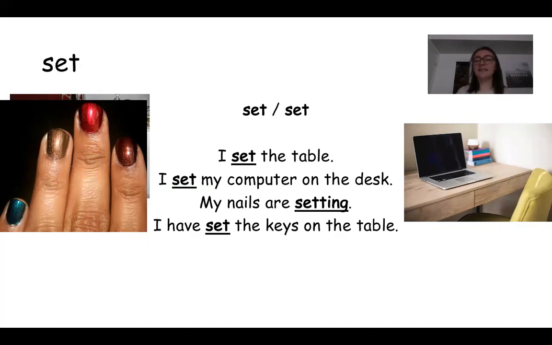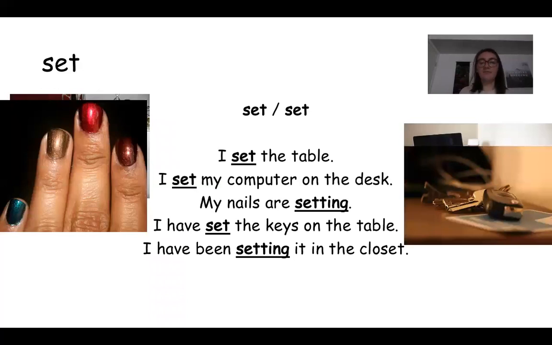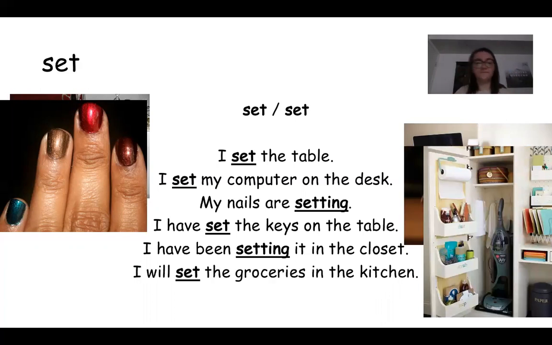I have set the keys on the table. When you say I have set the keys on the table, it means you put them down there, right? I have been setting it in the closet. Now, this one's like, what does this mean? I have been setting it in the closet. It's just another way to say I've been putting it in the closet, right? I've been setting the vacuum in the closet.